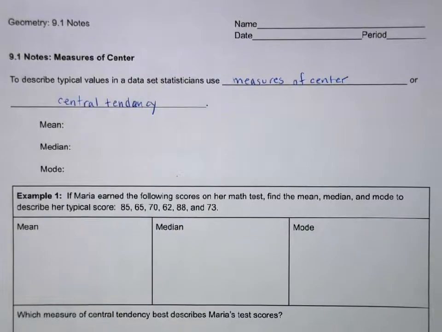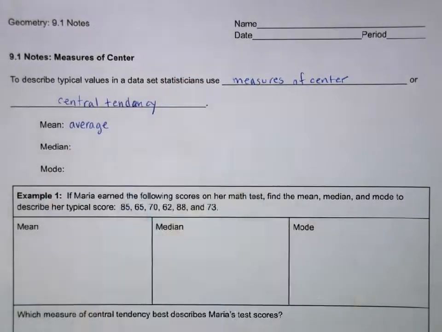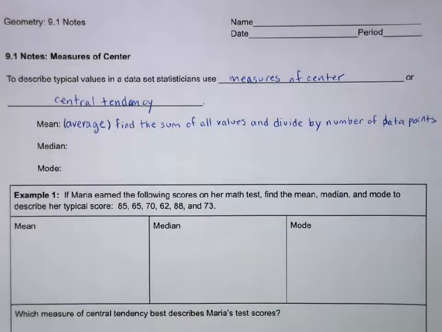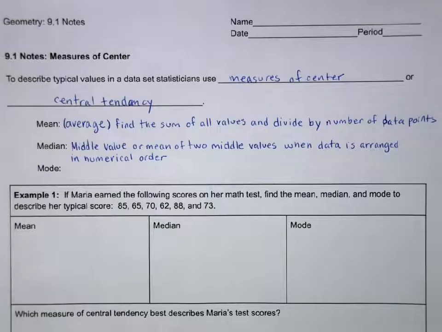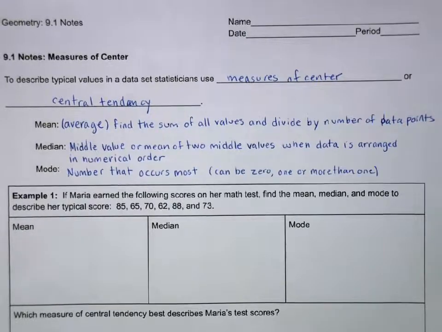All right, so our three measures are mean, median, and mode, and you've probably heard of these. First, mean, another word for average. To find the average, you find the sum of all of the values and then divide by how many values there are. The median is the middle value, or the mean of the two middle values if there's two middle values, when the data is arranged in numerical order. Last is mode. The mode is the number that occurs most.